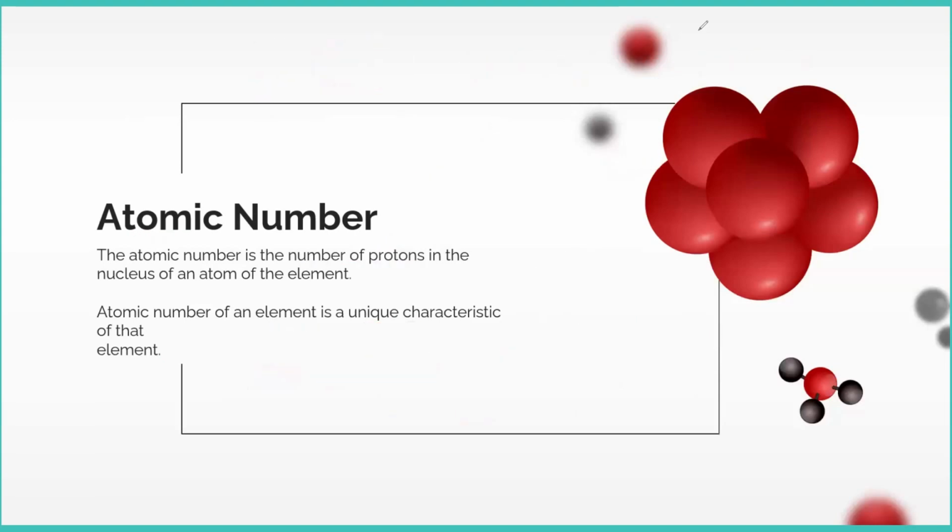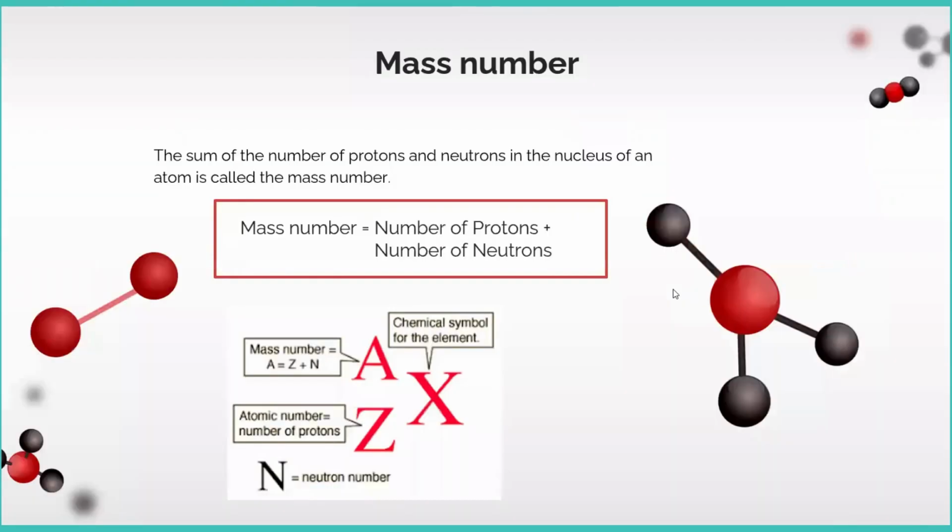Since we have now studied the atomic number, next we are going to focus on the mass number. The sum of the number of protons and neutrons in the nucleus of an atom is called the mass number. Protons and neutrons together are called nucleons. So the number of nucleons is the mass number, in short.